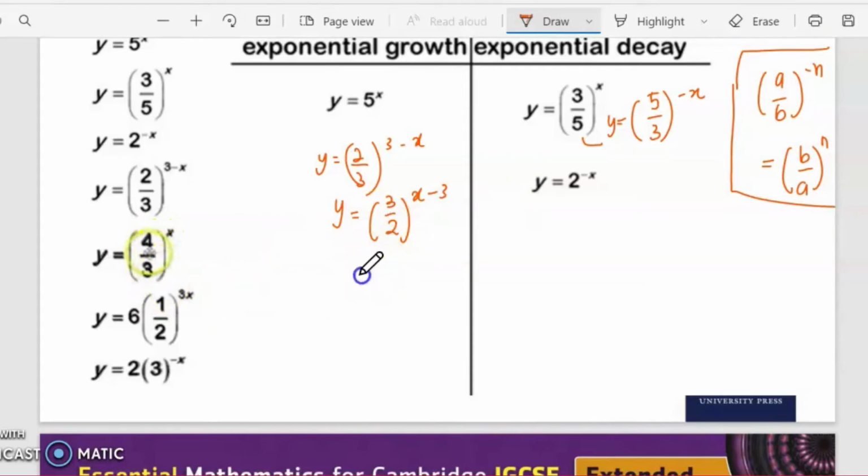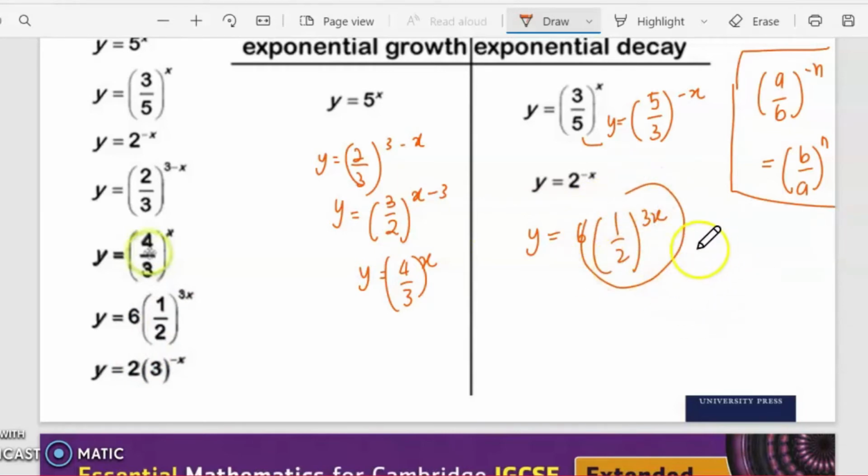So this is exponential growth. And then y equal to 6 times 1 over 2 to the power of 3x. Okay, this one ialah exponential decay. Kenapa saya sebut exponential decay? Because this part I boleh tukar dia jadi negatif. Then 6 times 2 to the power of negative 3x. So this means that this function is exponential decay.